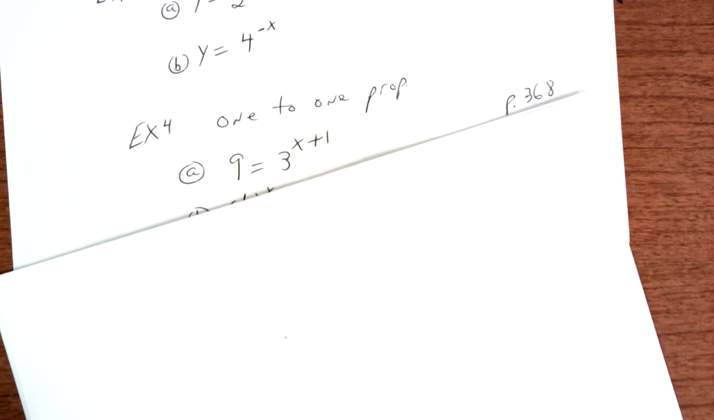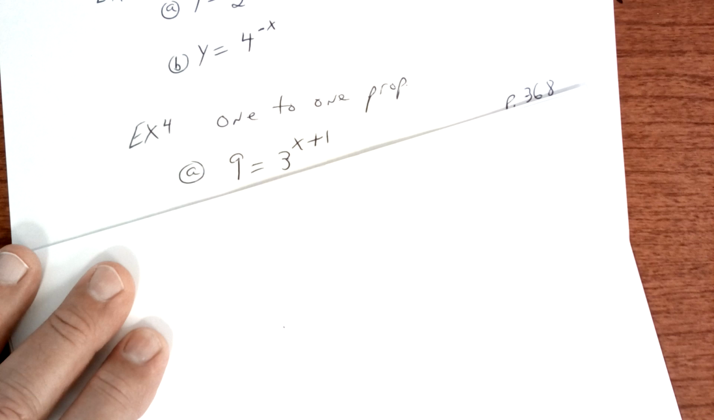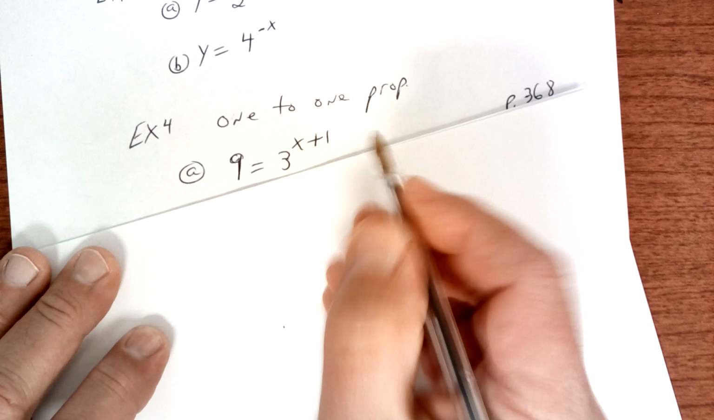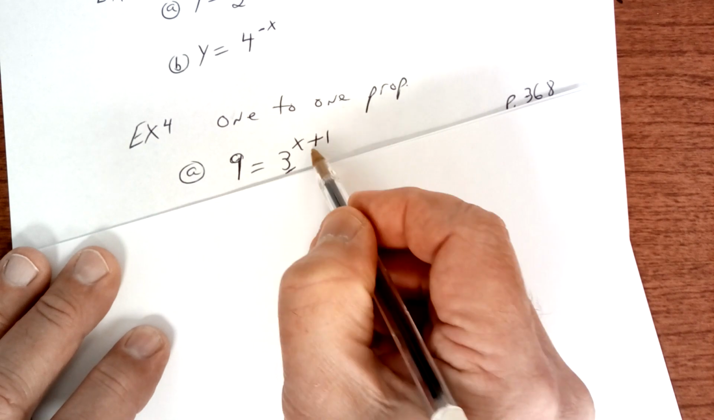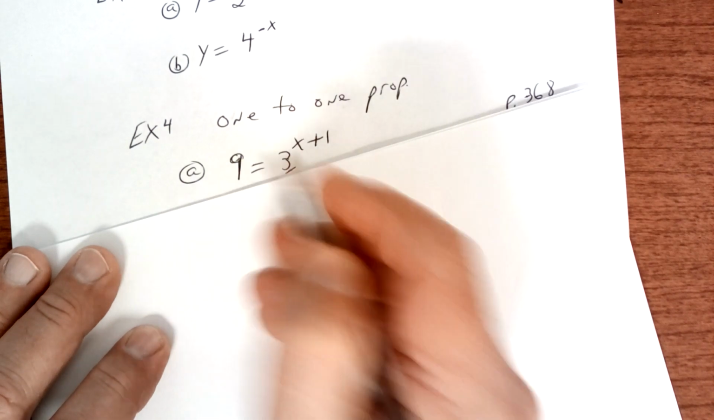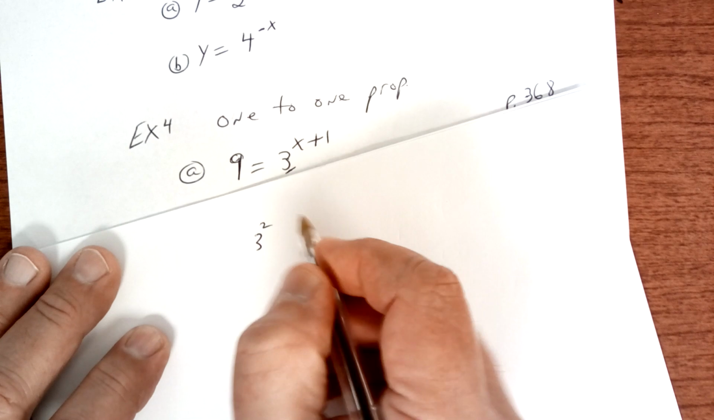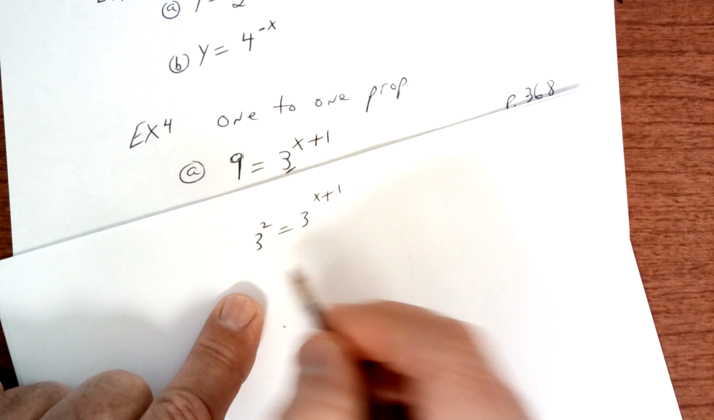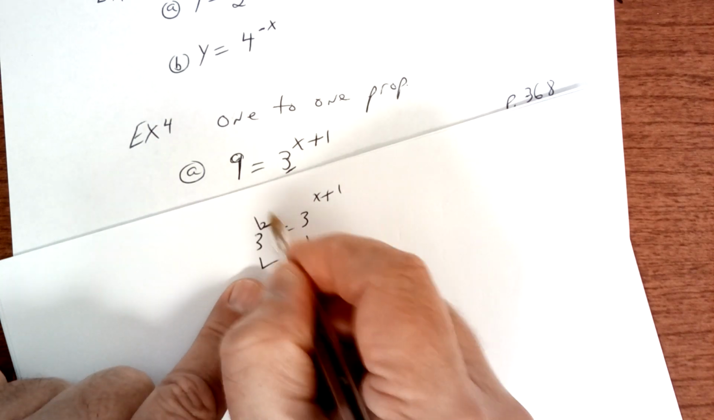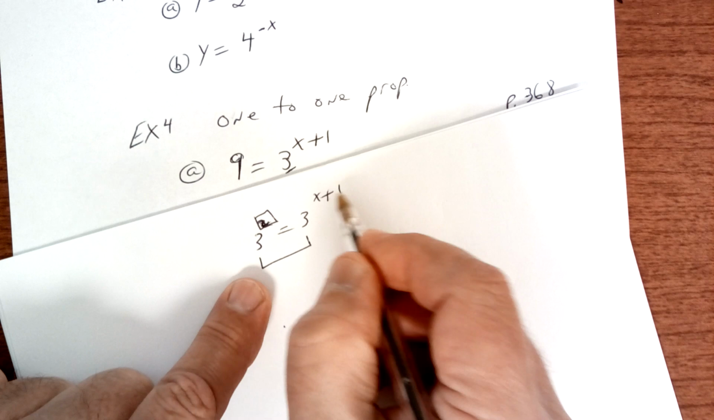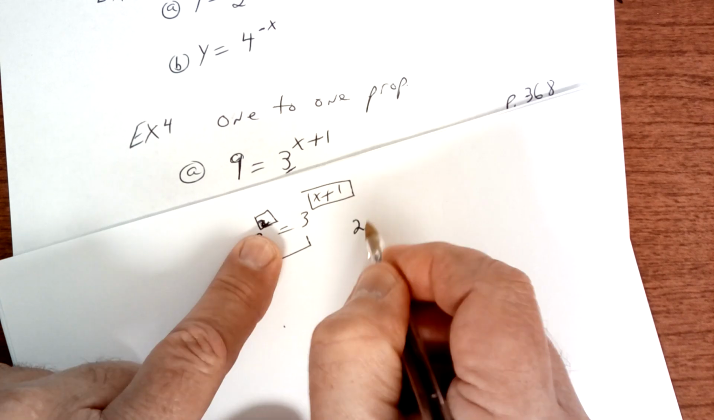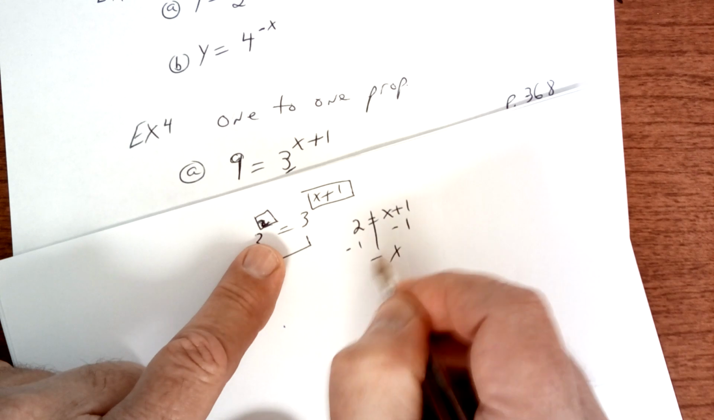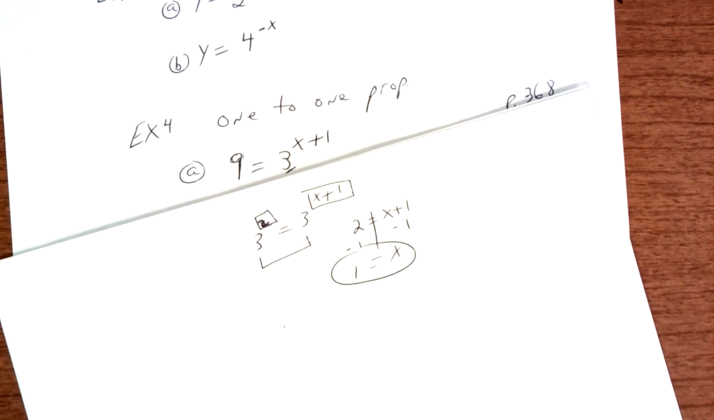Okay, so here we go. When you copy that down, what you want to do is try to make the base the same. So this base is a 3. This is your exponent. So you want to change that 9 to 3 to the second power equals 3 to the x plus 1. Once you have the bases the same, then you can set the exponents equal to each other. So here you can say 2 is equal to x plus 1, and then work it out. Subtract 1 and get x equals 1. And that's how you do that. That's called the one-to-one property.